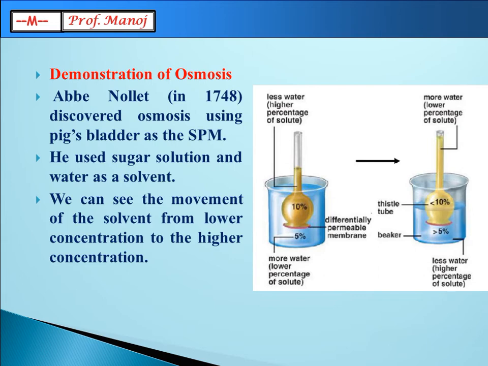You can see the movement of the solvent from lower concentration to higher concentration. That means from beaker to the thistle funnel, and you can see in the diagram the solution level in the thistle funnel rises. Also you can see the dark looking solution is now looking very pale. That means water has increased in it.